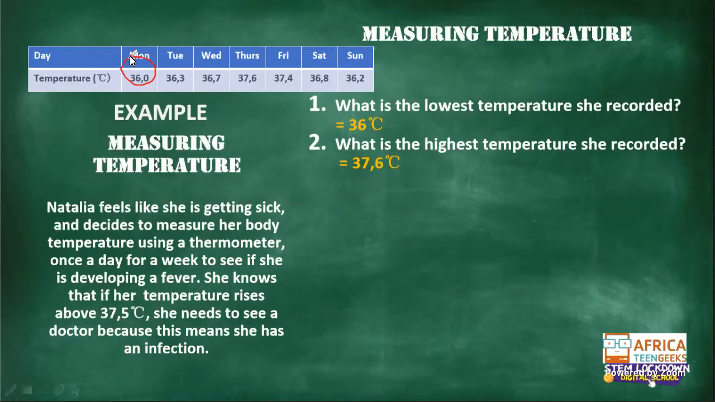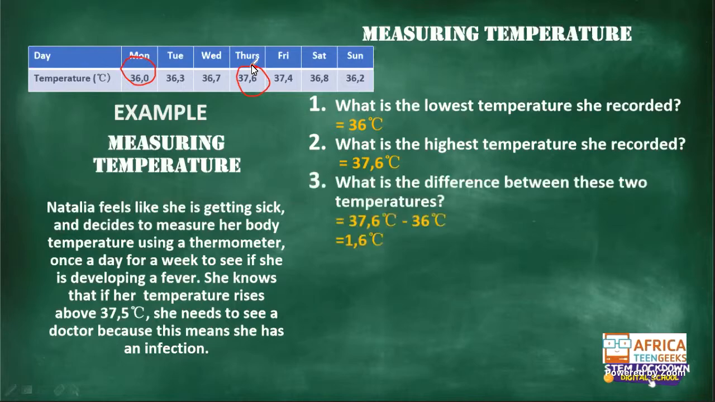We can just go down and check, and we will see that will be 37.6. There we go. Thank you, Tiro. Well, I don't know why that's not coming in one by one. So let me see the question. What is the difference between the two? So we will just take the 37.6 degrees minus 36 degrees, and it gives us a difference of 1.6 degrees Celsius. That's the difference between the two temperatures.